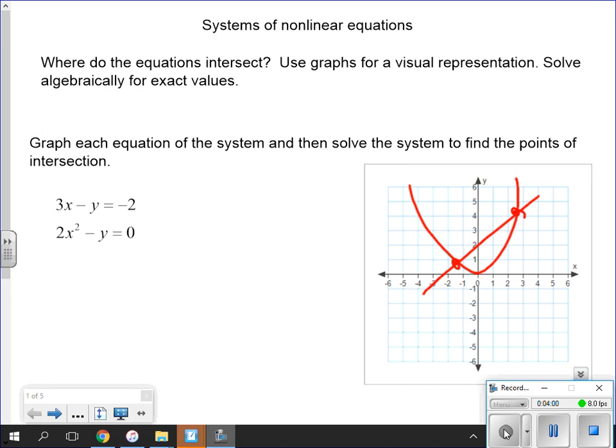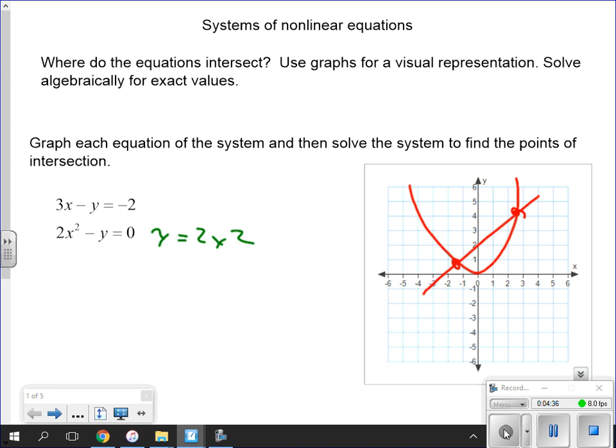So the best thing to do is to take the top equation, rearrange it, solve it for y. If I rearrange this, I add y and add 2 to both sides. I end up getting y equals 3x plus 2. Actually, that's not what I did in my notes, but it doesn't really matter. You could rearrange the second equation, much easier, right? y equals 2x squared. Let's do that because that's easier. Doesn't really matter which one you arrange, but if I rearrange this one, I get y equals 2x squared.